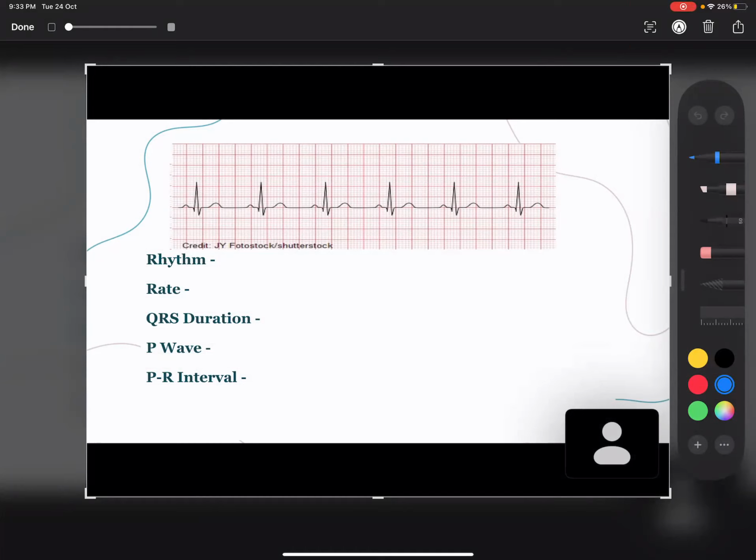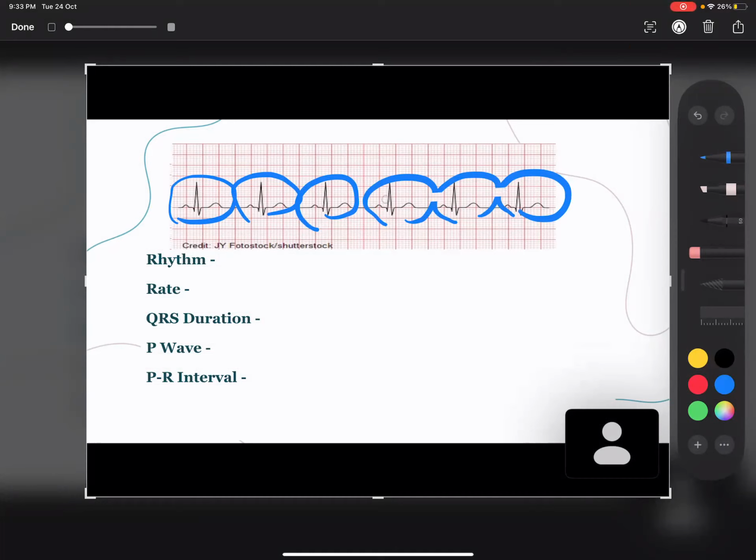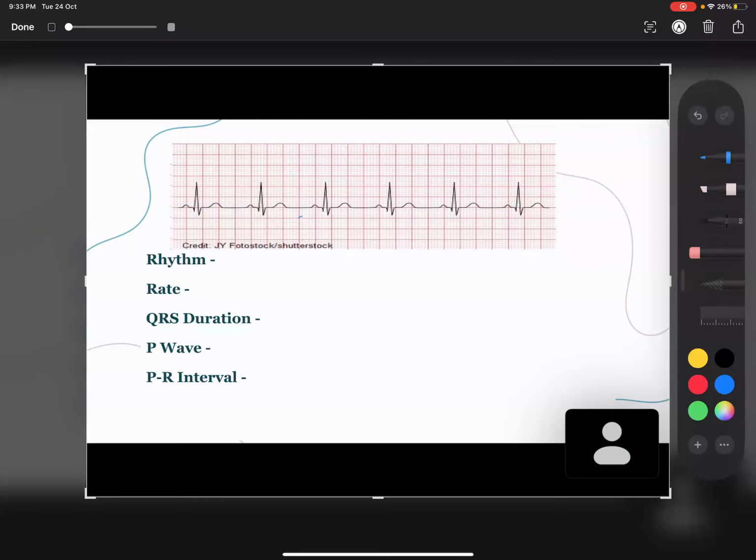You can see this is 1, 2, 3, 4, 5, 6. So we have 6 QRS complexes. Are they equally spaced away from each other? Do you feel they're kind of equally spaced? Yes. Even if you count them, you can literally count the boxes between one P and another. Let's say this is the start of a P: 1, 2, 3, and about 4, the start of another P. Let's count another one: 1, 2, 3, 4. It's kind of regular. So the rhythm is regular.